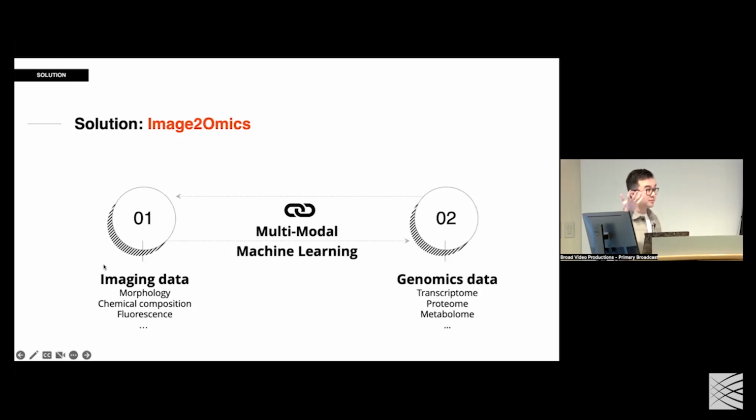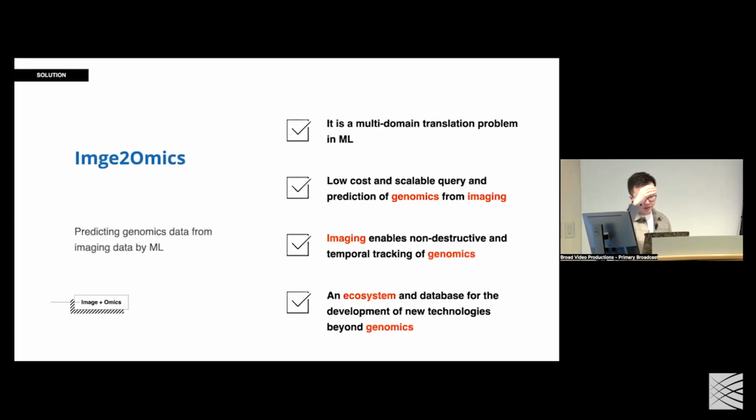The imaging data can be morphology data, it can be chemical composition, it can also be the fluorescent data that you can generate from imaging. And the genomics data could be transcriptome, proteome, and metabolite information. That's why we propose this Image-to-omics framework. But it's not a new problem for the machine learning field. It's a classic multimodal and multi-domain translation problem in machine learning.